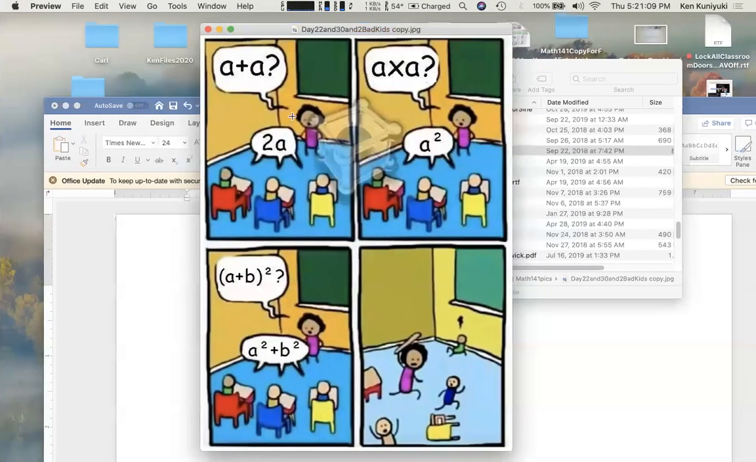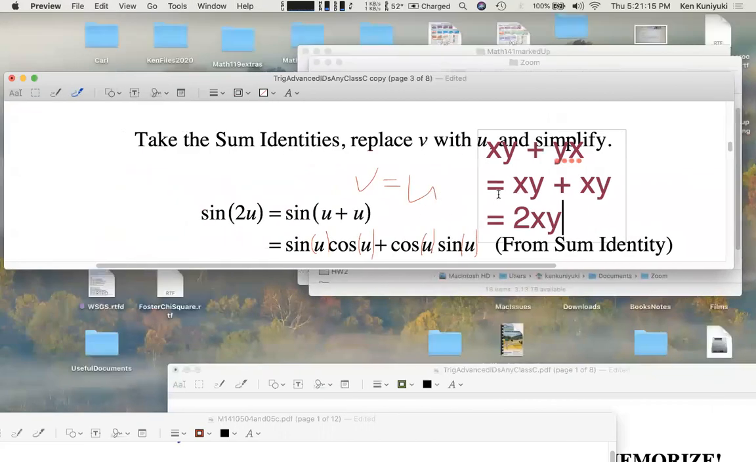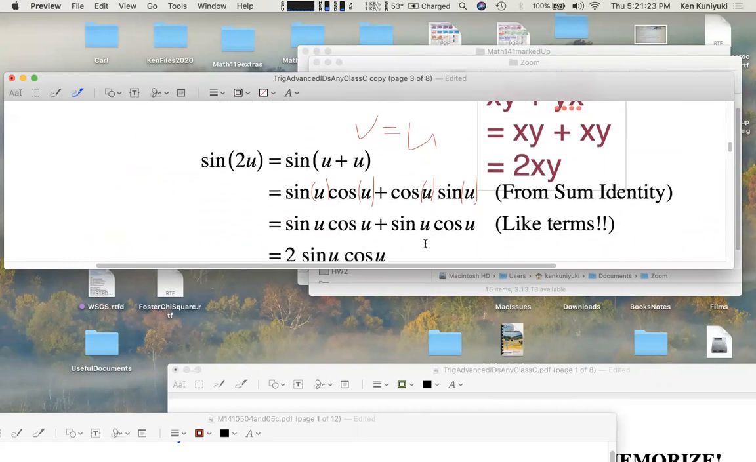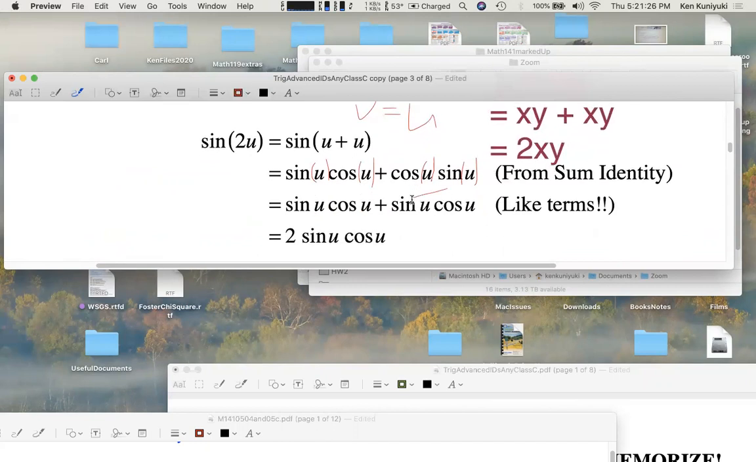Right. Kind of like on this meme, what's a plus a? 2a. What's apple plus apple? 2 apple. What's xy plus xy? It's 2xy. What's this term plus this term? These are equivalent terms. You can actually show that. They're equivalent terms. 2 sine of u cosine of u.